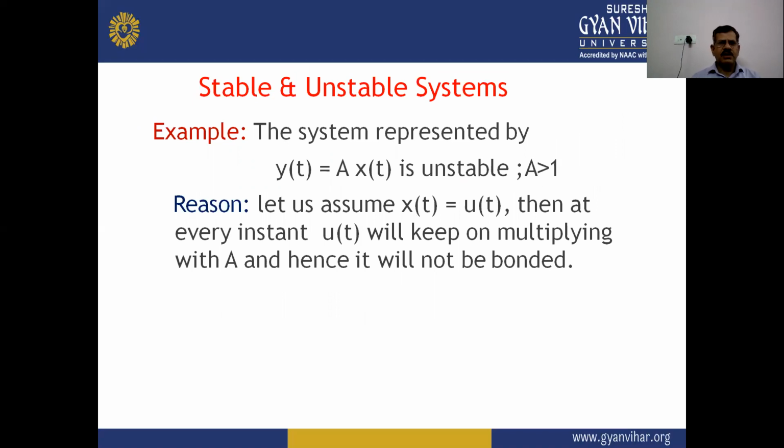Example of stable and unstable system. The system represented by y(t) = a x(t) is unstable when a is greater than 1. Reason: let us assume x(t) equals u(t), then at every instant u(t) will keep on multiplying with a and hence it will not be bounded.